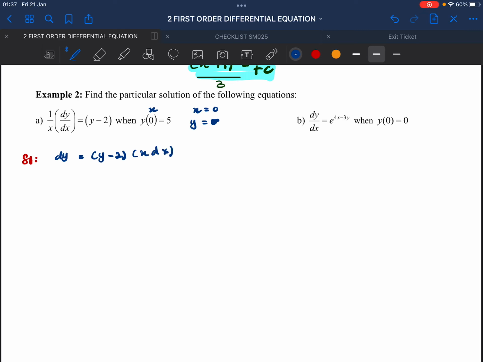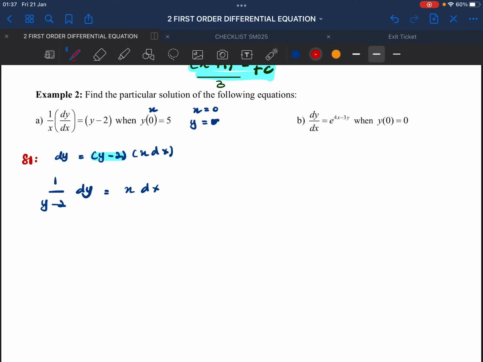Now as you can see, we still have y minus 2. This is considered as one expression. Jangan pisahkan, jangan move 1 over y sahaja. y minus 2 is one expression. That means you have to move 1 over y minus 2 dy. We move it here, so that means bahagilah. So on the right hand side, we are left with x dx.